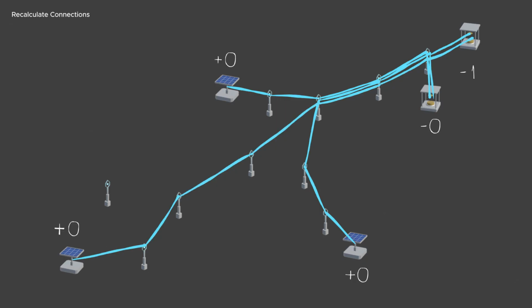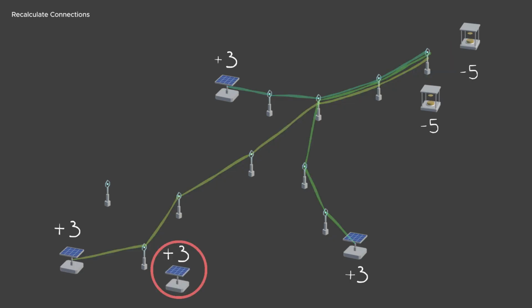After running a recalculation, we find that one user isn't receiving enough energy and cannot function normally. This state is what we call inefficient power. To fix this, we can add a solar panel to increase energy production. If we add this solar panel to an existing start point, there's no need to run the pathfinding process again.